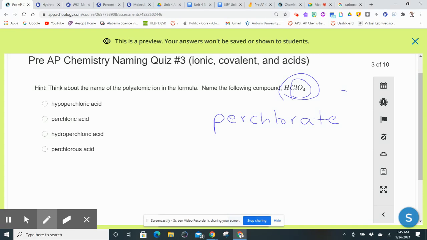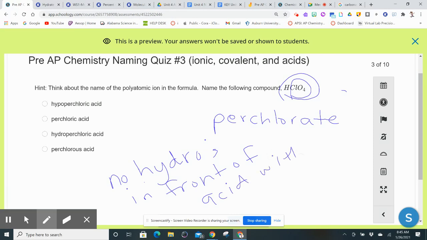So that might be number 7. I think we're up to number 7 now. Things to write down. No hydros in front of an acid with a polyatomic ion.